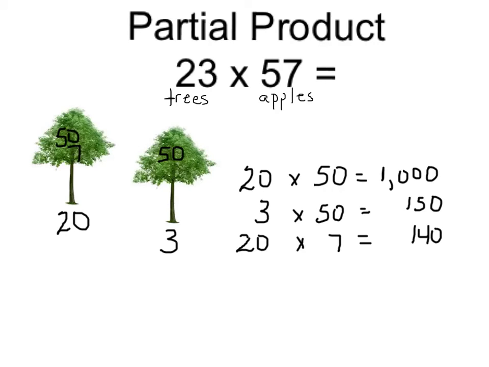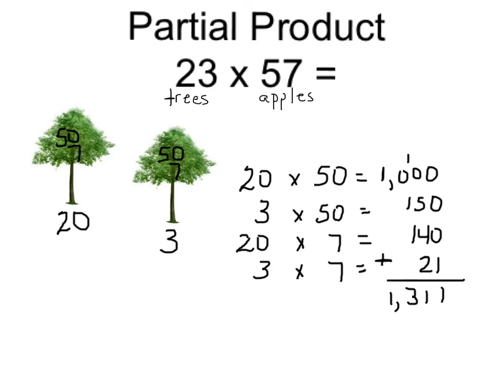And now we need to add 7 apples to each of these 3 trees. So now we have 3 trees times 7 more apples, the total of 21 for those trees. And then we'll add up all of our apples, and we should have 1,311.